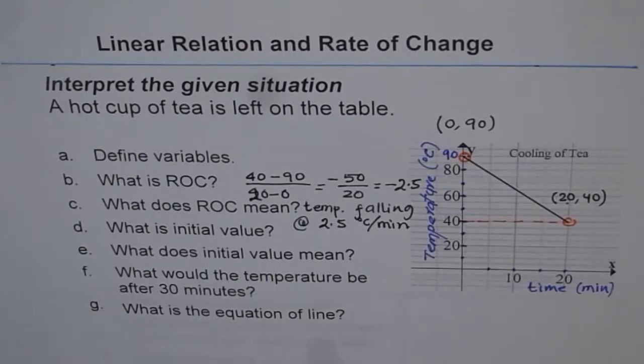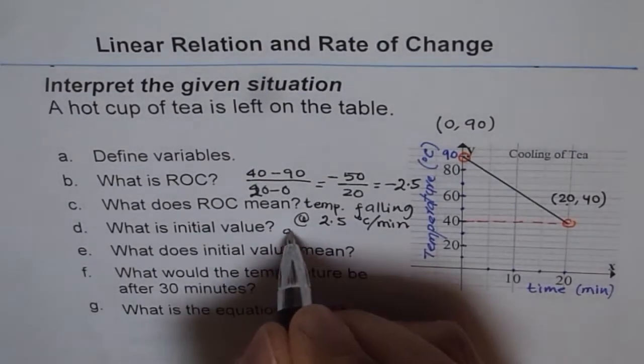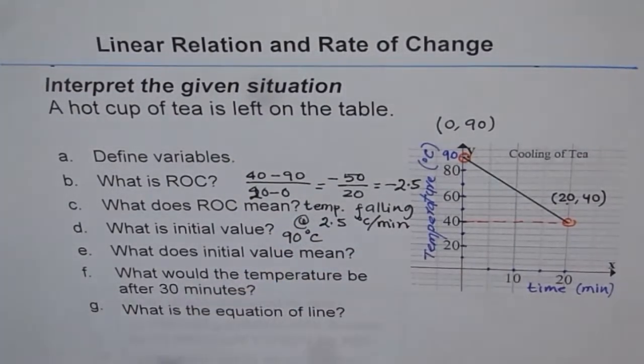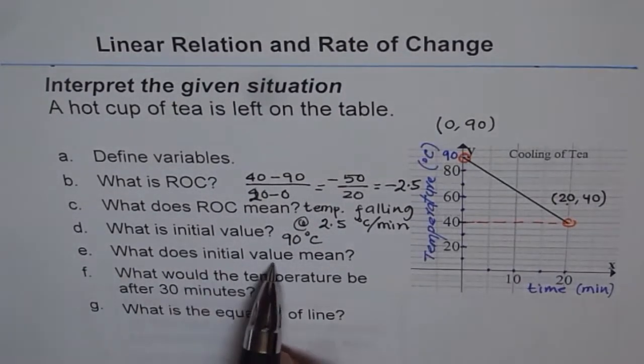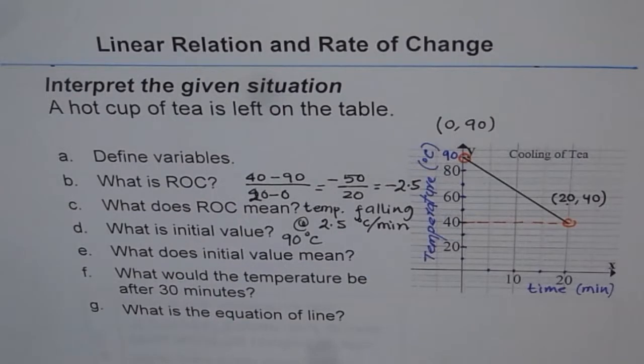What is the initial value? Initial value is 90 degrees Celsius. What does initial value mean? It means that when the cup was left on the table, its temperature was 90 degrees Celsius, right? It was that hot. What would the temperature be after 30 minutes?